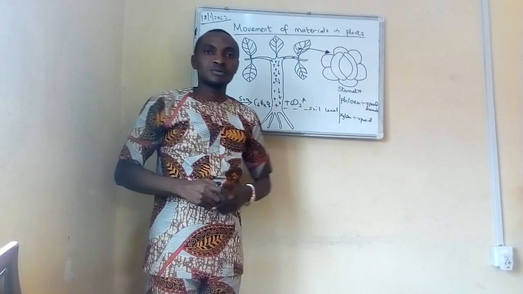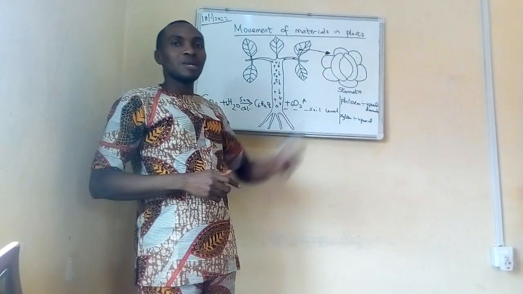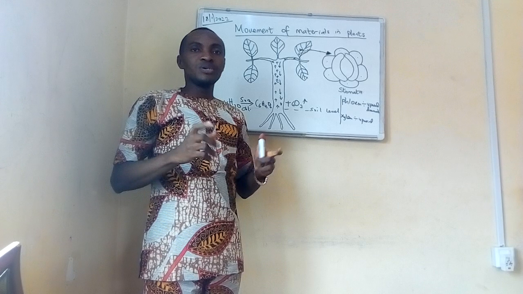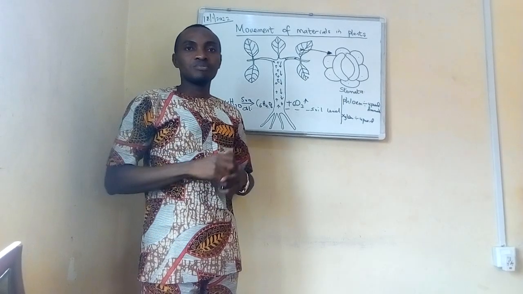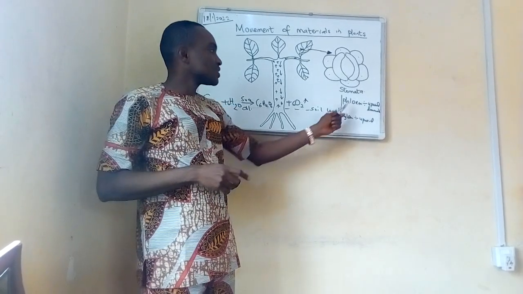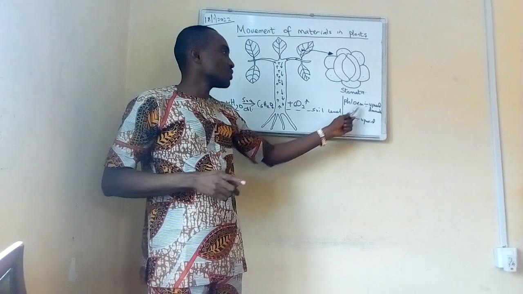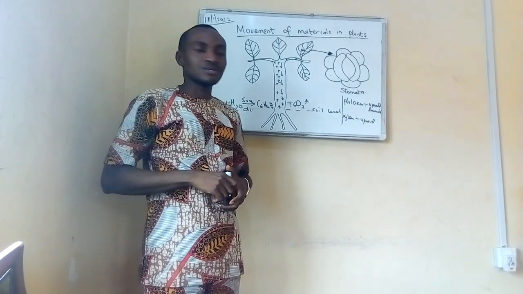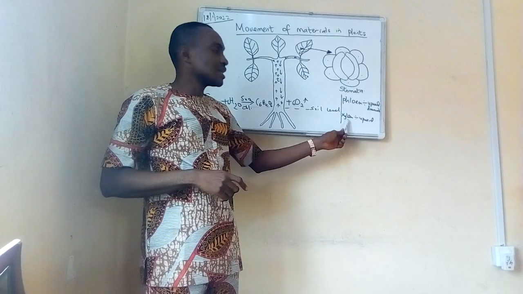So in conclusion, movement of materials in plants could be of two forms depending on the cell you're considering. If it is the phloem, that means the material moves in the upward and downward direction. And if it is in the xylem, that means what?